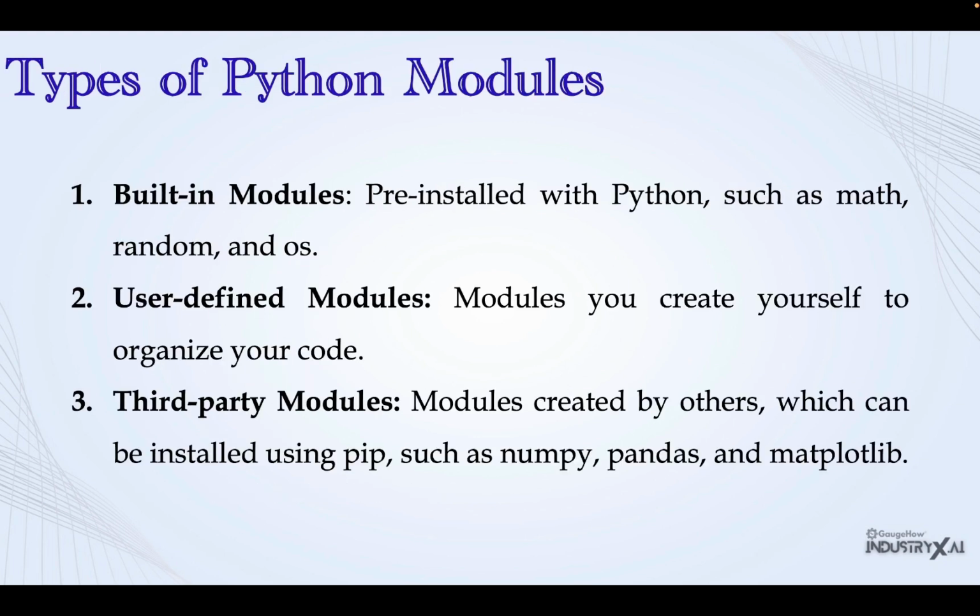First one is built-in modules. They are pre-installed with Python, such as the math, random and OS modules. Other than that, there are many different modules available. Second is user-defined modules. These modules you can create yourself to organize your code. And the third is third-party modules. These are modules created by others, which can be installed using pip, such as NumPy, Pandas and Matplotlib. These are some of the examples, but other than this, there are so many different third-party modules available.